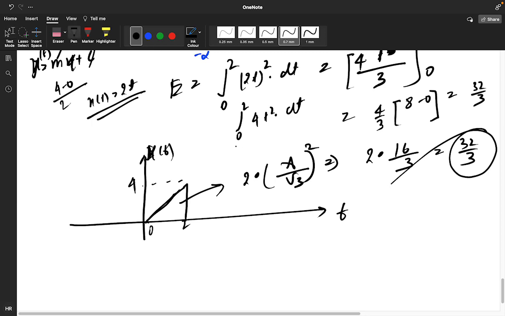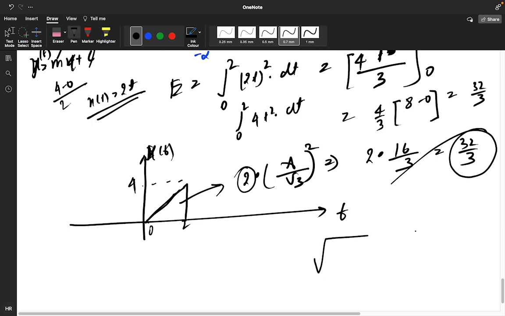What you need to do? For a triangle, it will be divided by root 3. For a sinusoidal, it will be divided by root 2. For a square, it will be divided by 1. You need to remember these things only. So it's a triangle we are getting. So 0 to 2 is my time period. At what time is it consuming? 0 to 2 time is consuming.